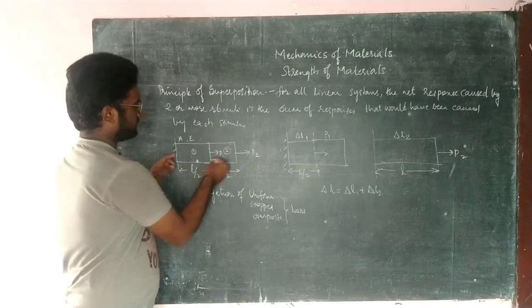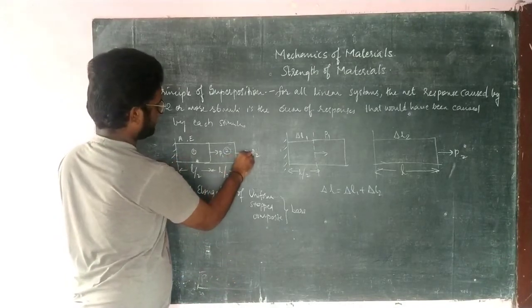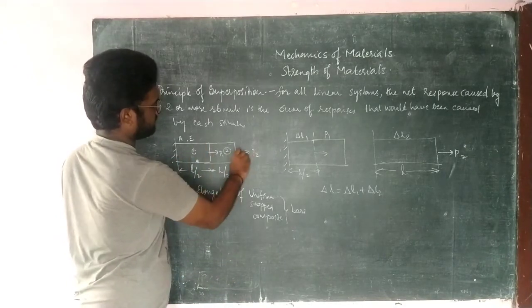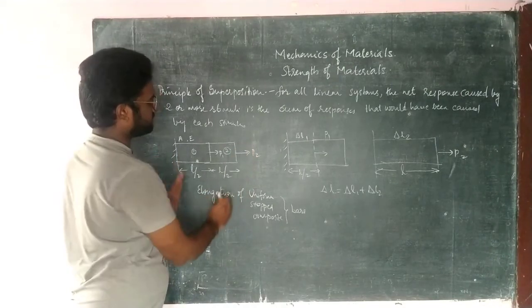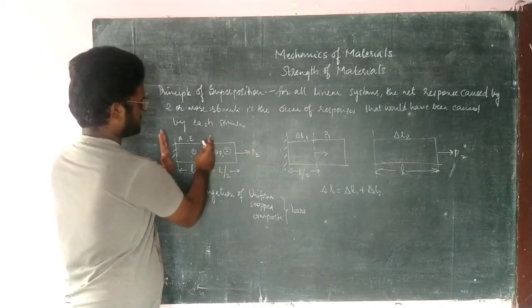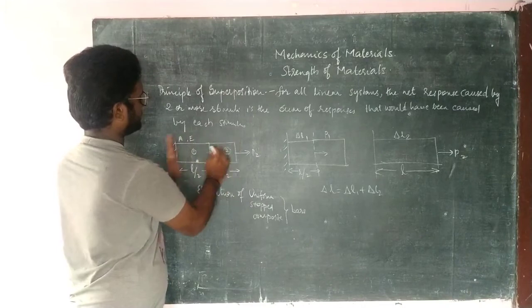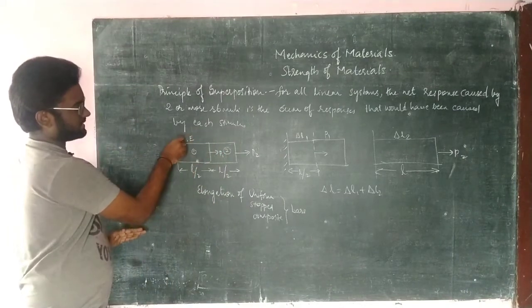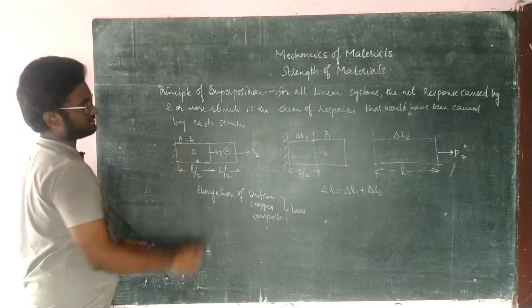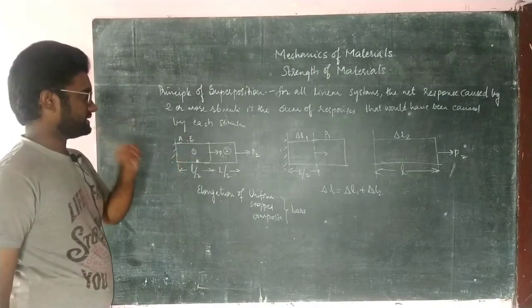Okay, so P1 is going to take place in this direction and P2 in this direction, and the net force is P1 plus P2, right? So this length is L by 2, this is L by 2, the area of this particular material is A, and the Young's modulus is E.